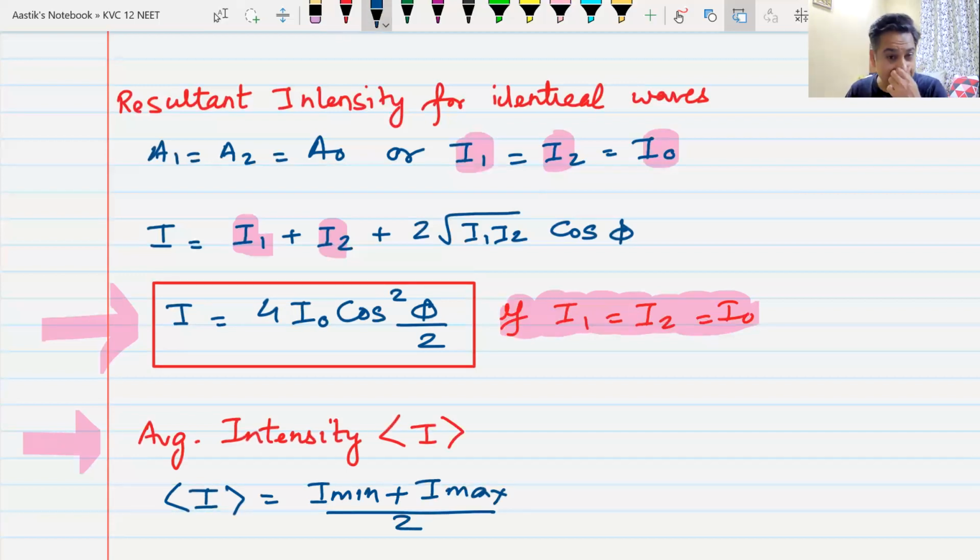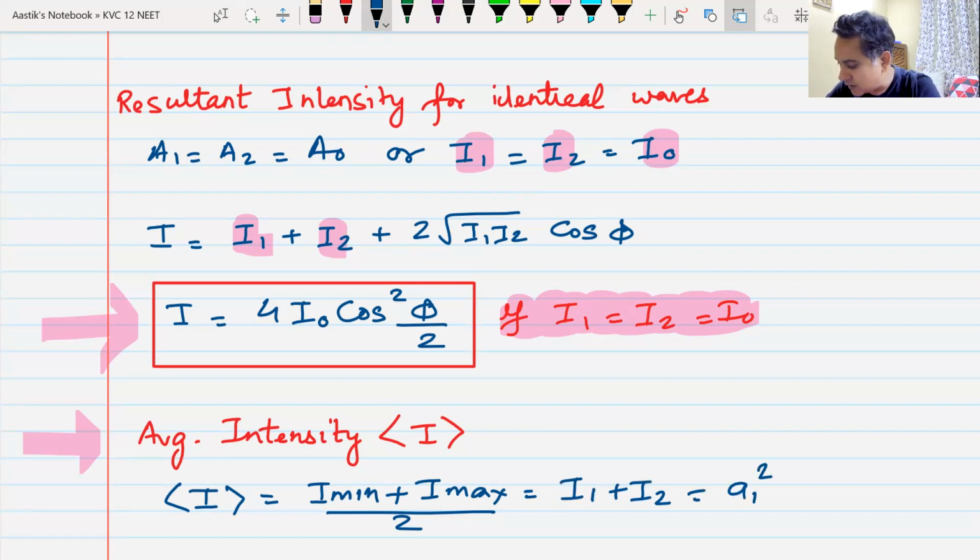This is one way of remembering it. If you put the value of I max and you put the value of I min and divide it by 2, you will get I1 plus I2, or you can write it as A1 square plus A2 square because it is proportional to this. Do we understand this? Yes, sir.